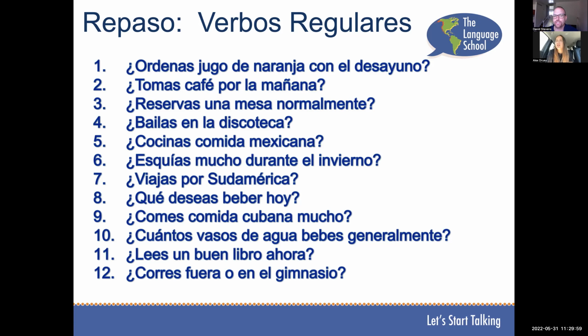¿Bebes el jugo de naranja? Sí, bebo el jugo de naranja. ¿Bebes el jugo de manzana? Sí, bebo el jugo de manzana. ¿Ordenas el café? Sí, ordeno el café. ¿Tomas la leche? Sí, tomo la leche. ¿Bebes el agua? Sí, bebo el agua.